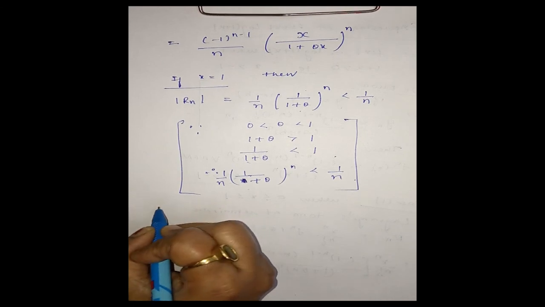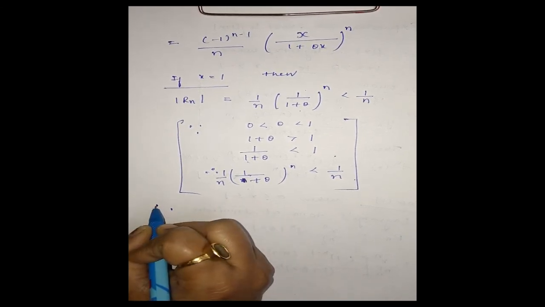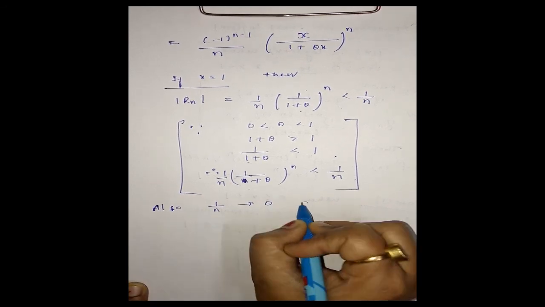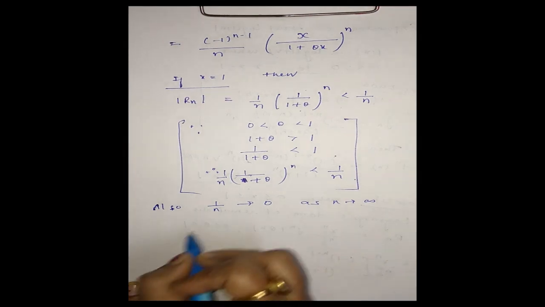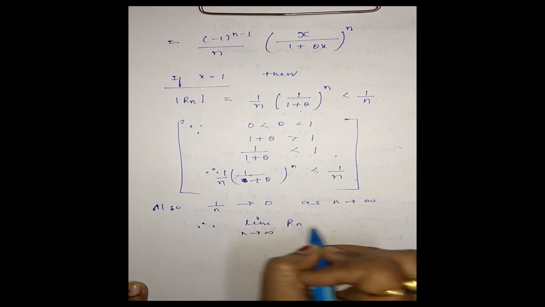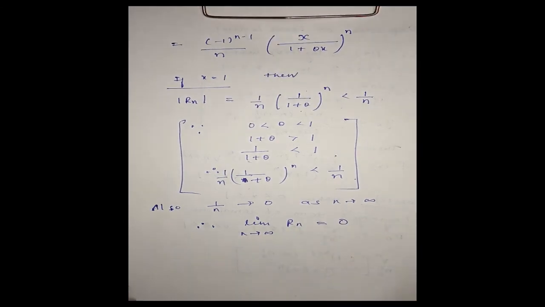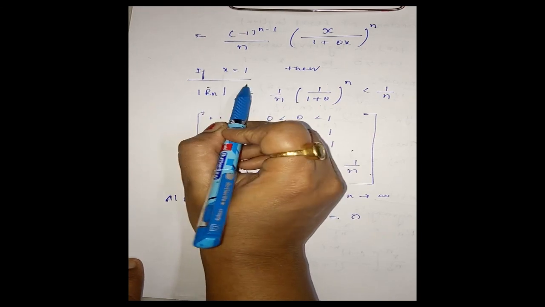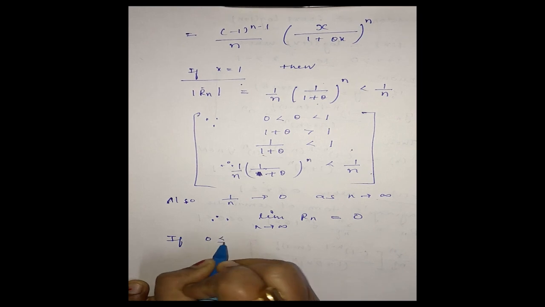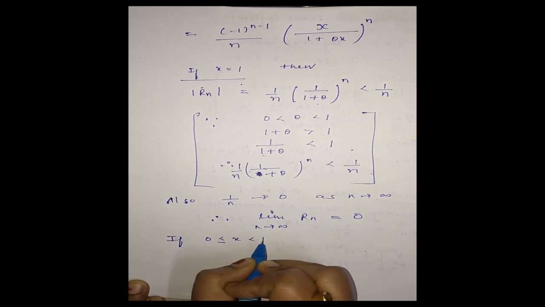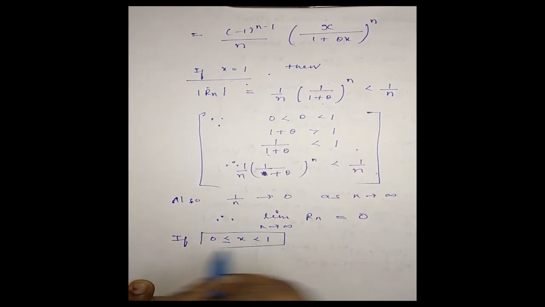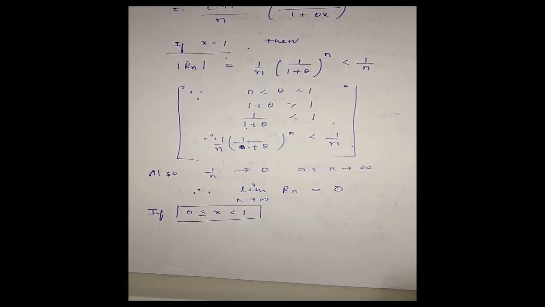Okay, now also 1 upon n tends to 0 as n tends to infinity. Therefore, we have limit n tending to infinity, Rn is equal to 0, okay, for the case when x is equal to 1. Now, if x lies between 0 and strictly less than 1, since we have already considered the case when x is equal to 1 here. Okay, next we consider this case when x is strictly less than 1.